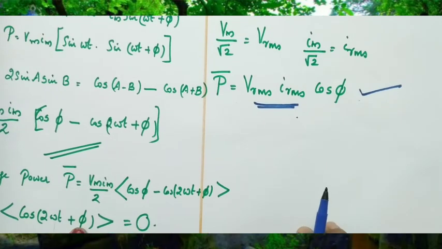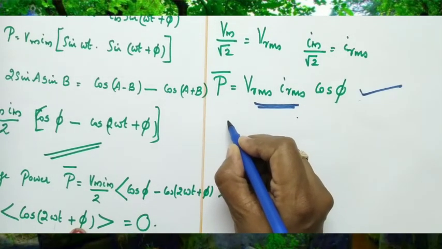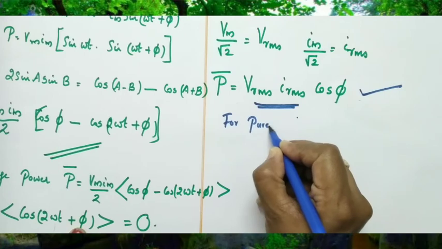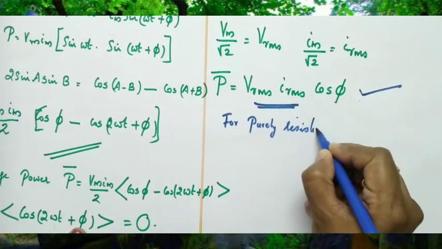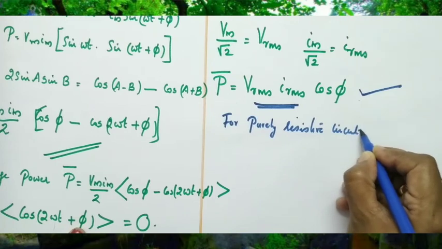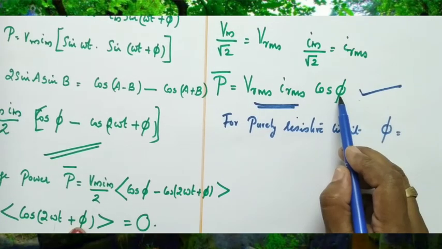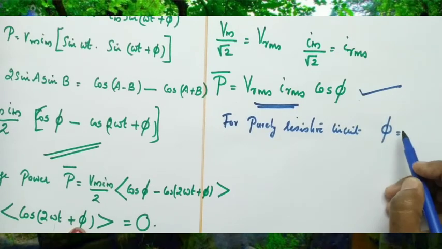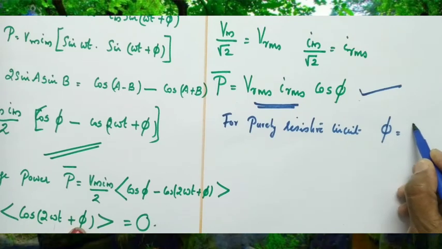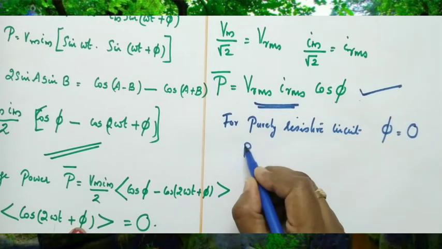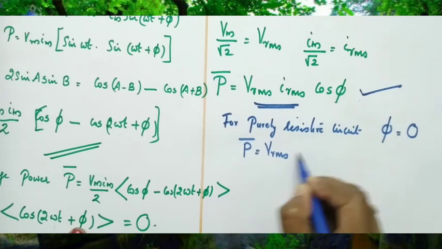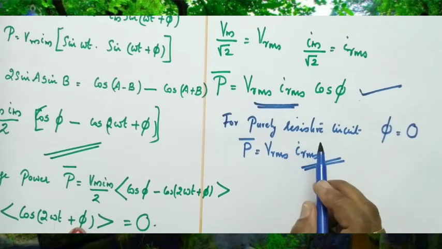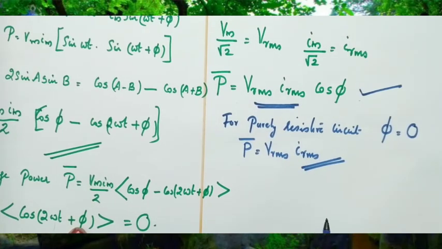And from this, we can discuss the following cases. First case, for a purely resistive circuit, what is the value of phi? Phase difference between voltage and current is equal to 0, because in a resistive circuit current and voltage are in phase. Therefore, phi equal to 0. Clear? So, average power is given by Vrms into Irms. We have derived the formula. Average power in a purely resistive circuit is Vrms into Irms.